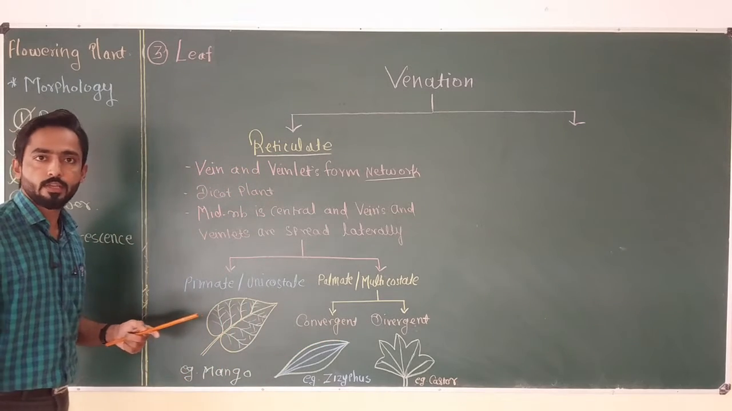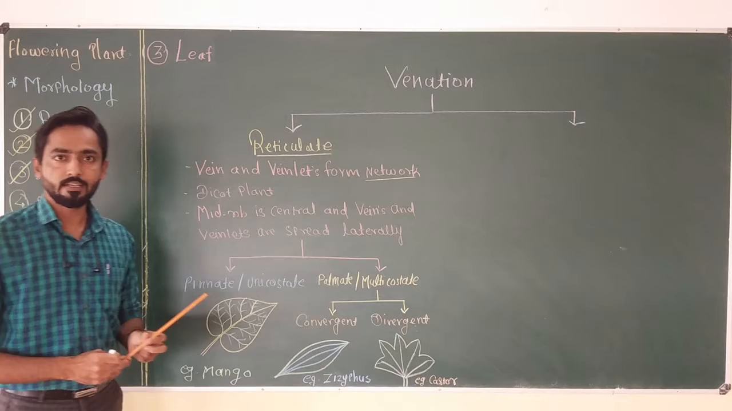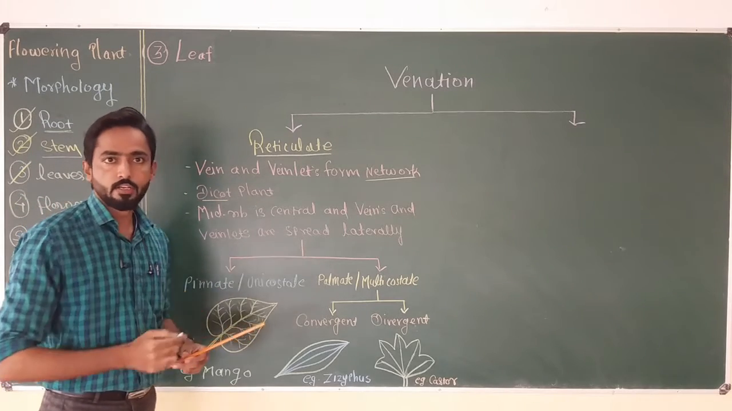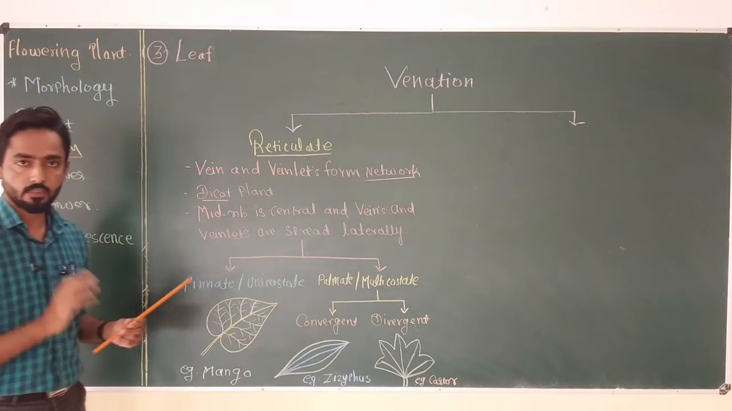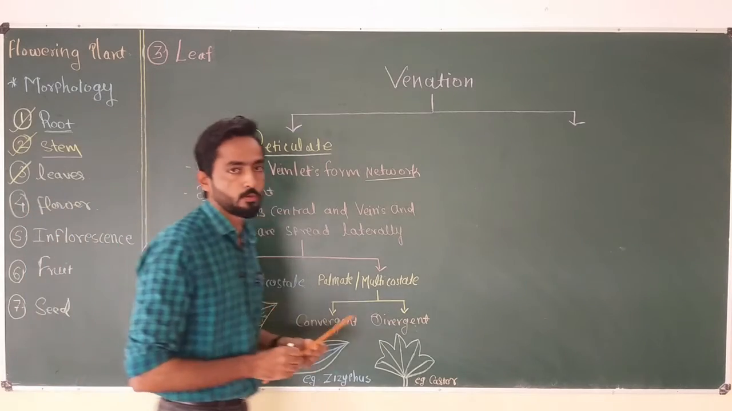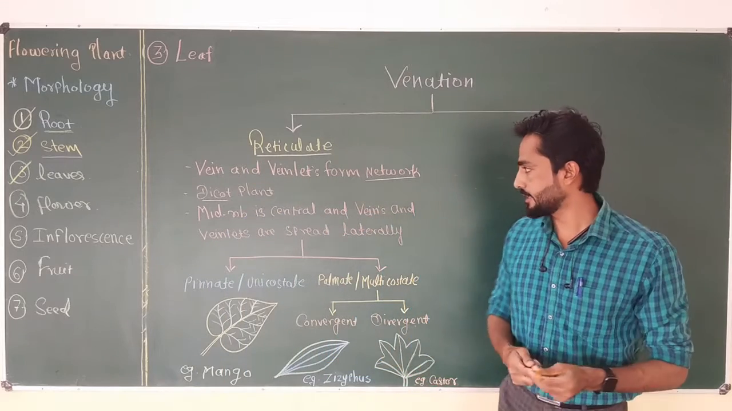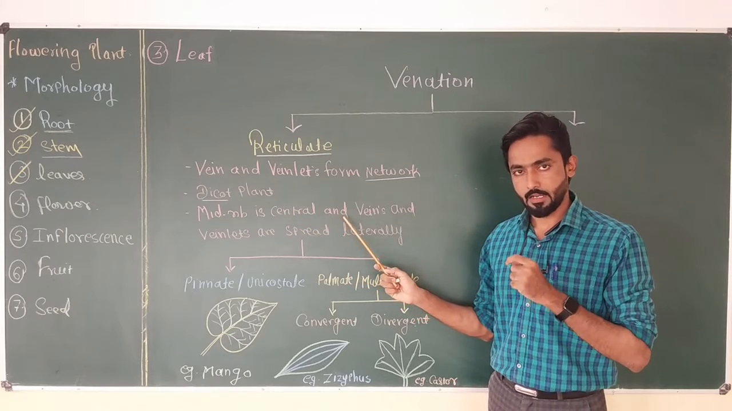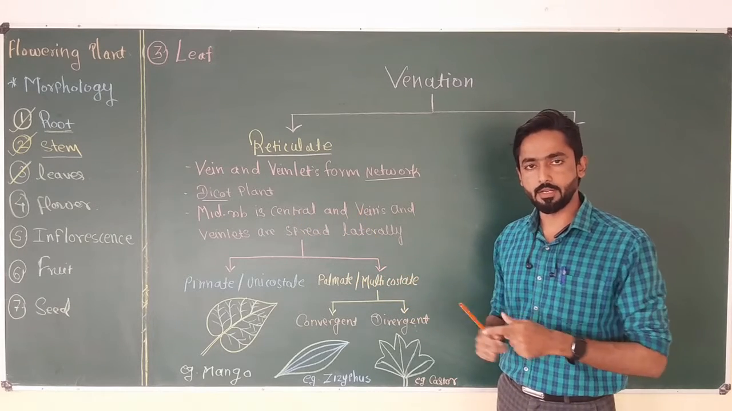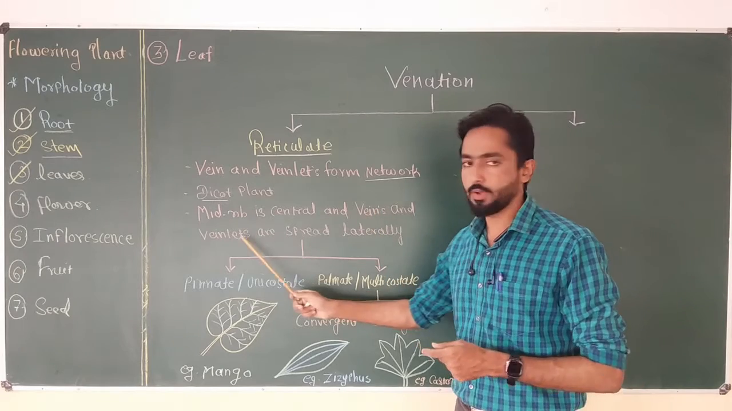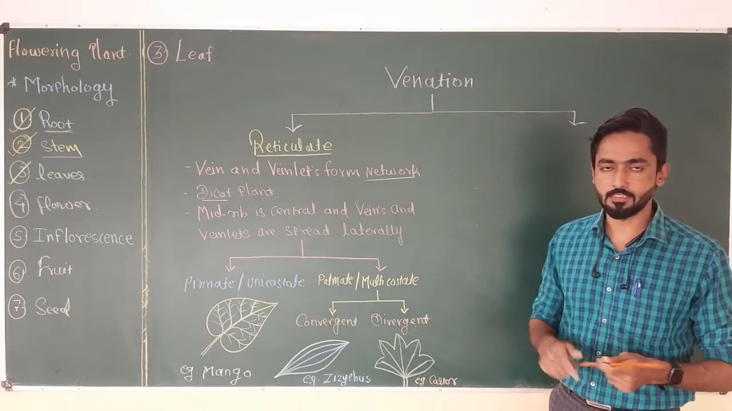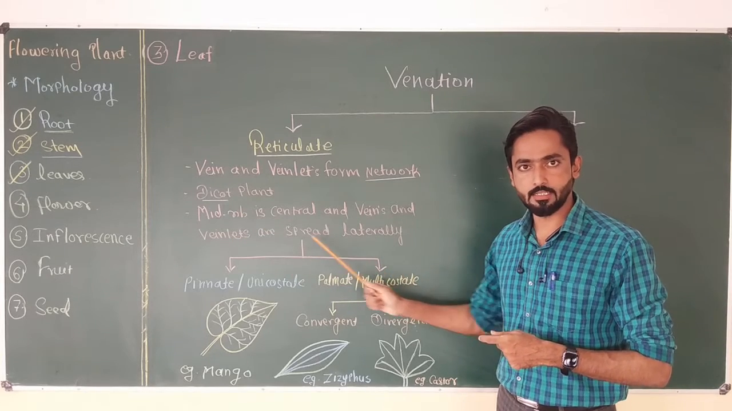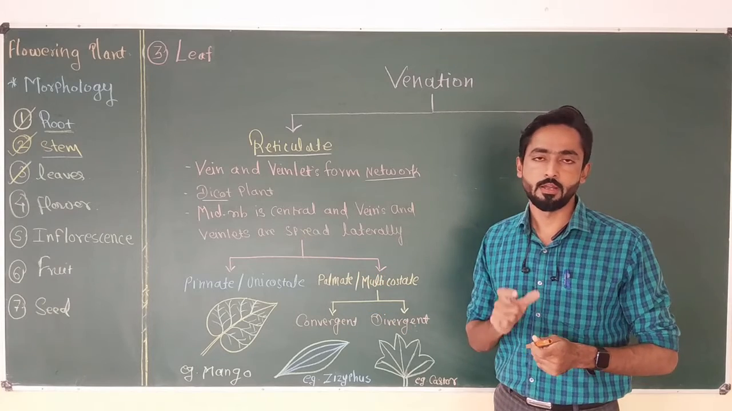The second important character of reticulate venation is that it is mainly observed in dicot plants. Many dicot plant leaves show reticulate type of venation. And the third and last important thing about reticulate venation is that in this case the midrib, or central vein, runs in the middle part of the lamina, while veins and veinlets, or the secondary and tertiary branches, arise from the midrib and then spread laterally, which forms a network.